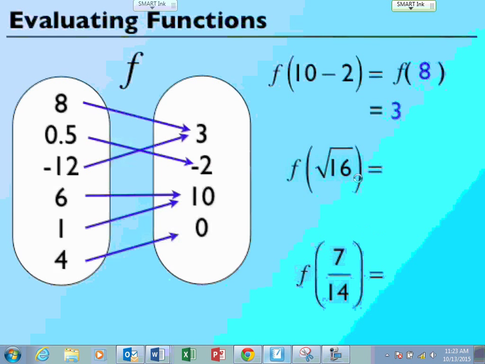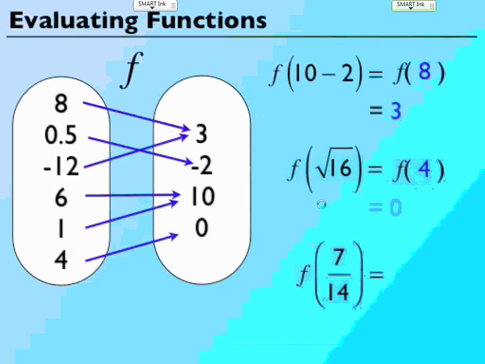All right, let's use that same idea here on the second one. F of square root of 16. Well, square root of 16 is 4, so that becomes f of 4, and then we use our chart, f of 4, the output is 0. All right, one last one over this idea. 7 over 14, well, that's the same as 1/2, so this is f of 1/2, or 0.5, and f of 0.5 is -2. All right, moving right along.